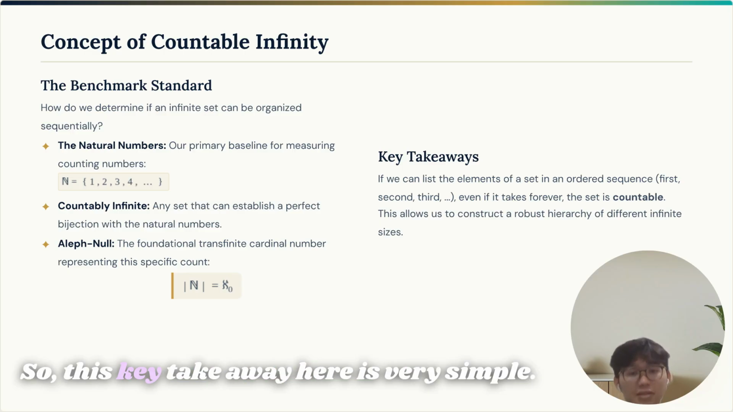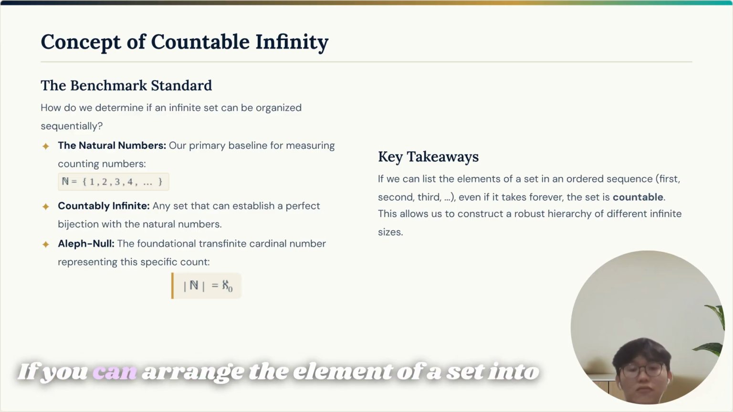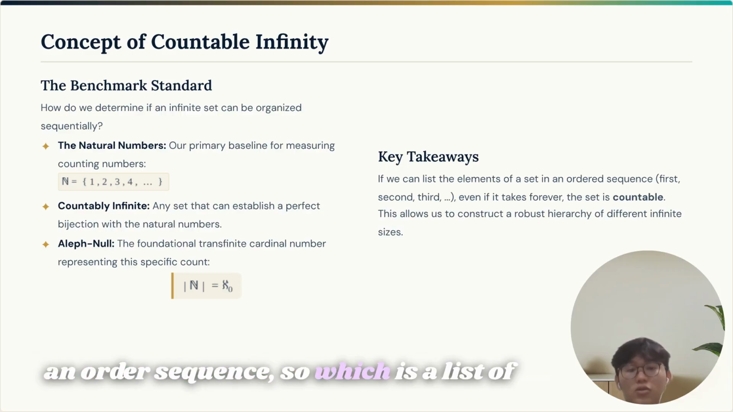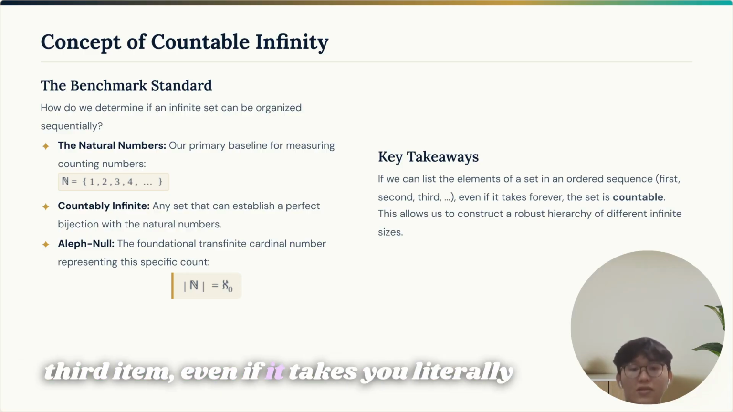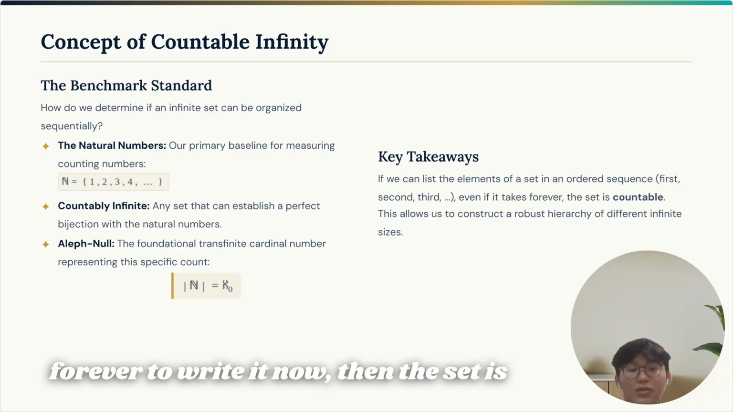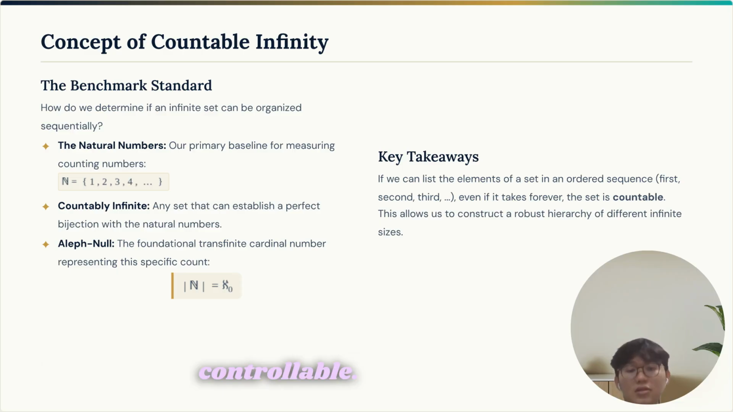The key takeaway here is very simple. If you can arrange the elements of a set into an ordered sequence, which is a list where there is a distinct first, second, and third item, even if it takes you literally forever to write it down, then the set is countable.